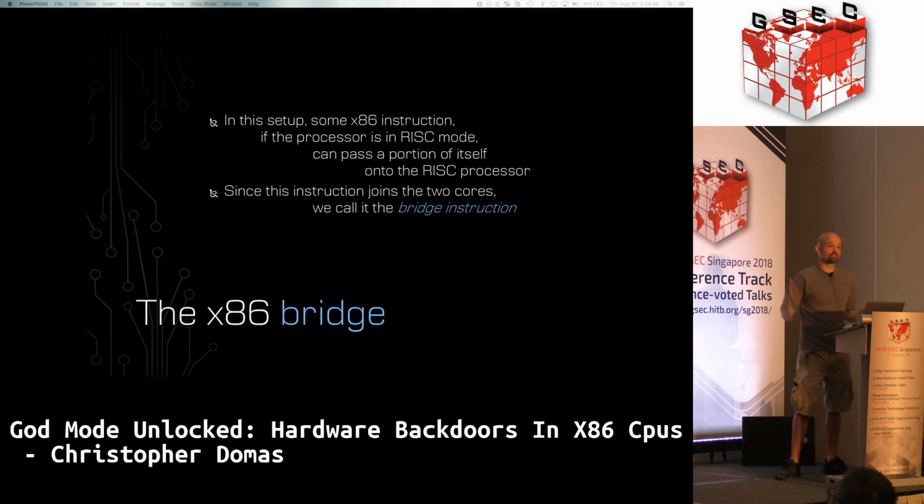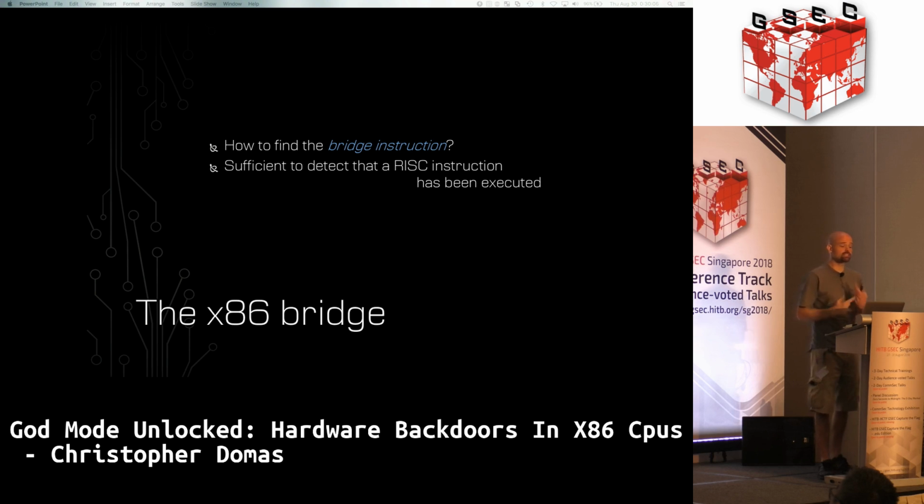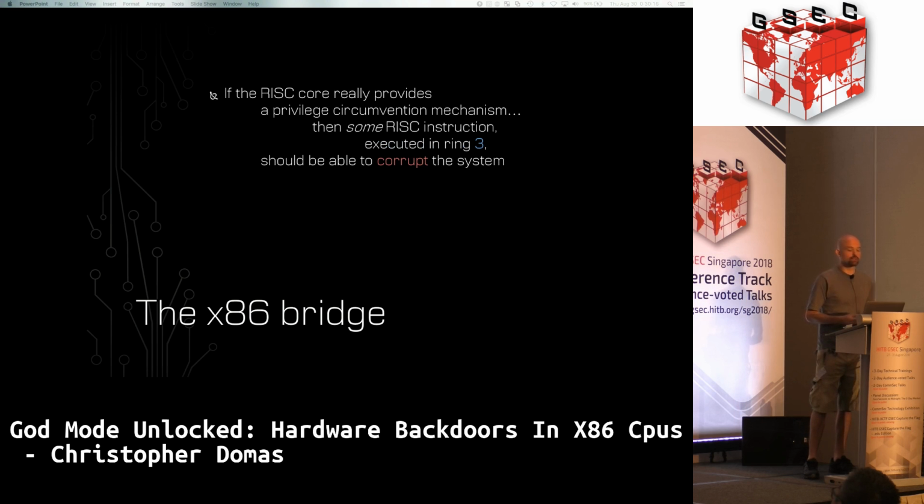Since that instruction sort of joins these two cores, since it acts as an intermediary between the x86 and the RISC core, I started calling this the bridge instruction. This instruction would let me send commands over to the RISC core. So now the question is, how do I find the bridge instruction on this processor? Well, it should be sufficient to detect that I've executed a RISC instruction. If I have successfully executed a RISC instruction, then I know what instruction I used in order to do that.